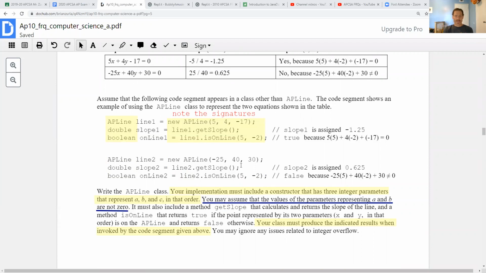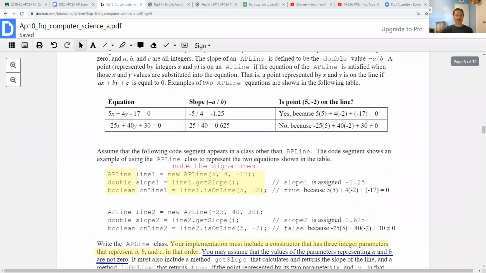So some of the stuff I have highlighted here: your implementation has to have a constructor that takes 3 integer parameters representing A, B, and C in that order. And the A, B, and C that they're referring to, right? A is the coefficient of X, B is the coefficient of Y, and C is the constant term. We can't change that. We're working by their rules. And we see right here, APLine is a new APLine, and it's got 3 ints handed to it.